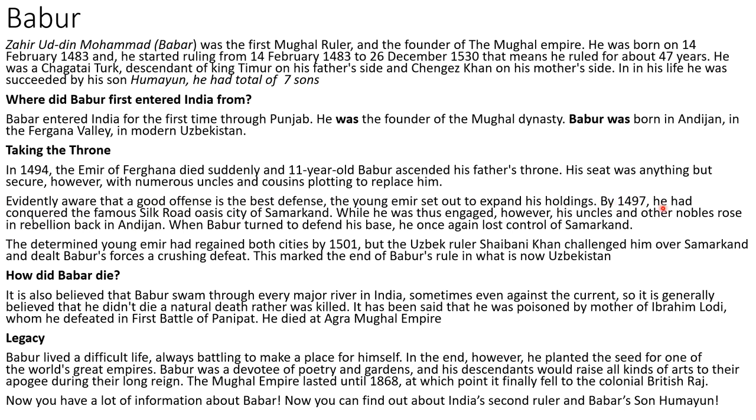By 1497, he had conquered the famous Silk Road oasis city of Samarkand. While he was engaged, however, his uncles and other nobles rose in rebellion back in Andijan. When Babur turned to defend his base, he once again lost control of Samarkand.